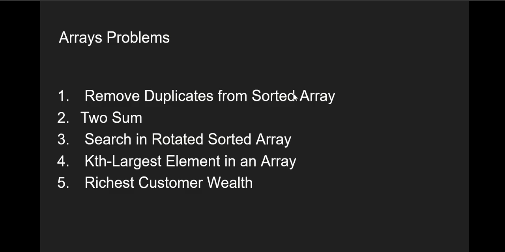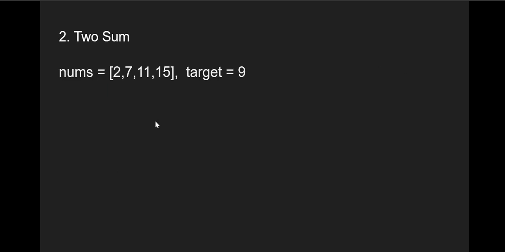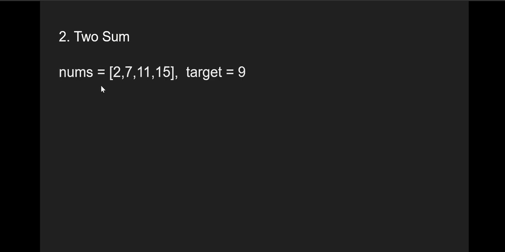So let's move to our example array. You can see this is an array nums, which is 2, 7, 11, and 15, and the target is 9. So you have to find the indexes of the elements whose sum is equal to 9.